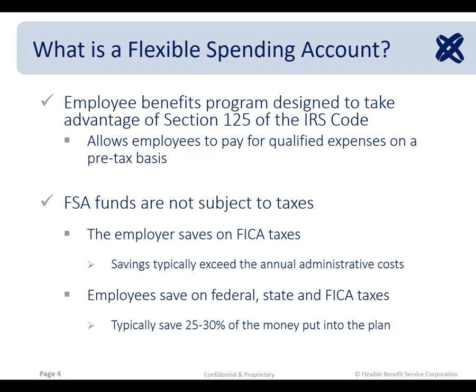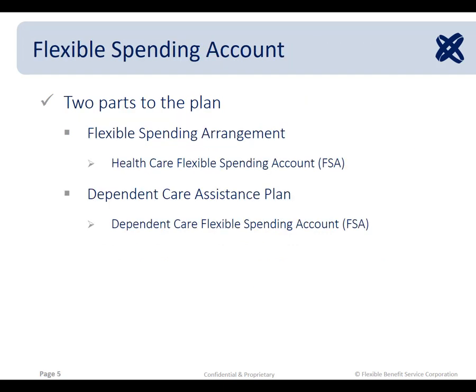This typically saves the employer enough to cover the administrative costs of the plan, and employees typically save about 25 to 30% of the amount they put into the plan. There are two main components to the FSA: the Flexible Spending Arrangement, otherwise known as the Healthcare FSA, and the Dependent Care Assistance Plan, also known as the Dependent Care FSA.